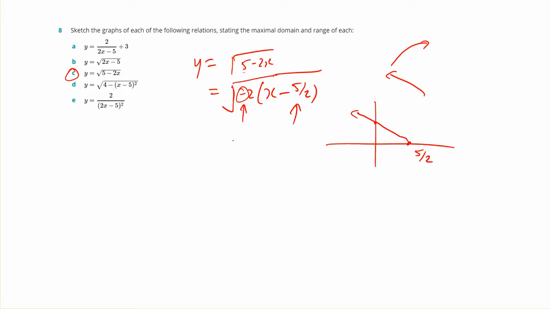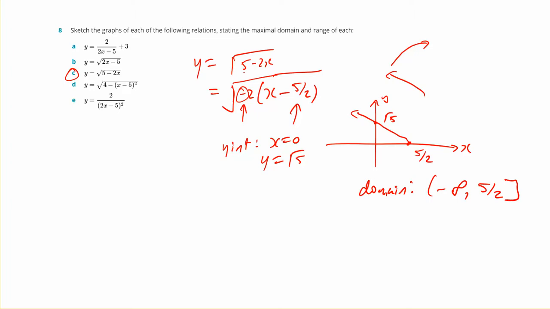The y-intercept would be when x is 0, so y equals √5. Okay, so my domain for this graph would be from -infinity, because that's my loss value, all the way to 5/2, including. Okay, my range, you're starting at 0 for the y, and you go up, and this graph is increasing forever, so it goes to infinity.